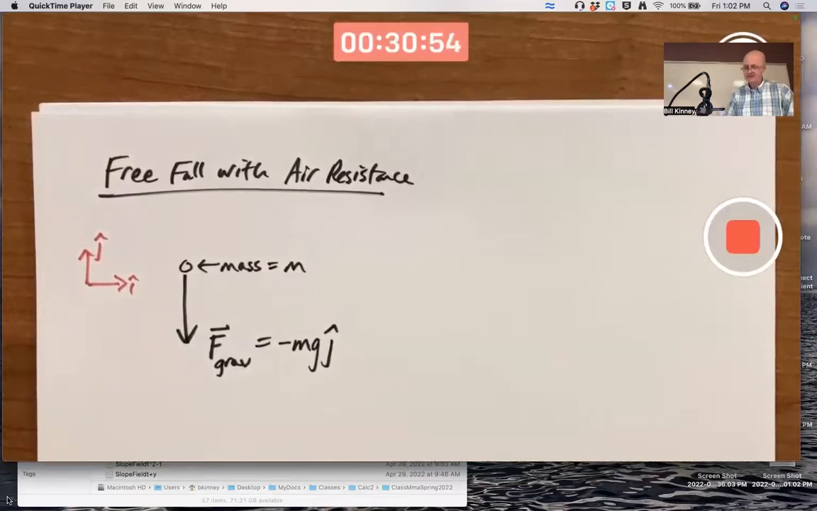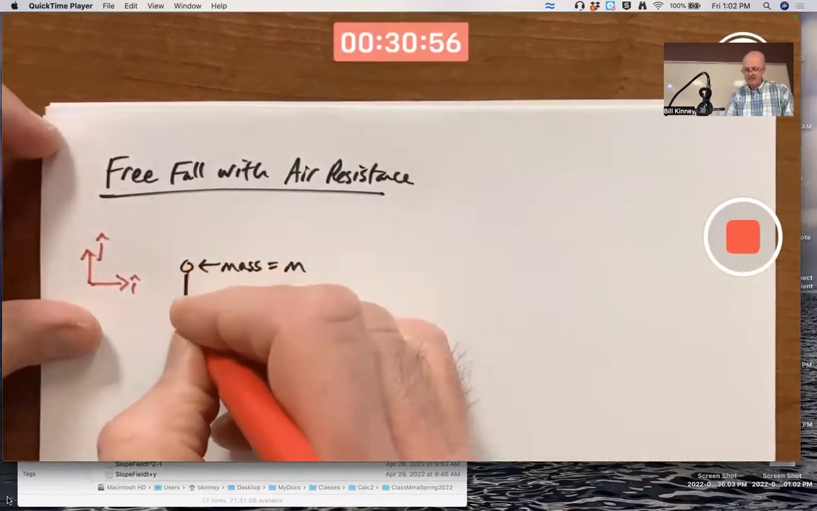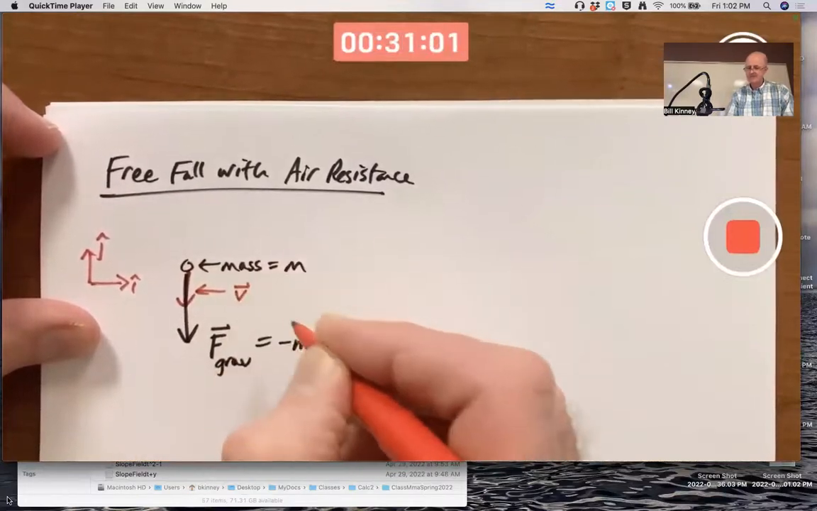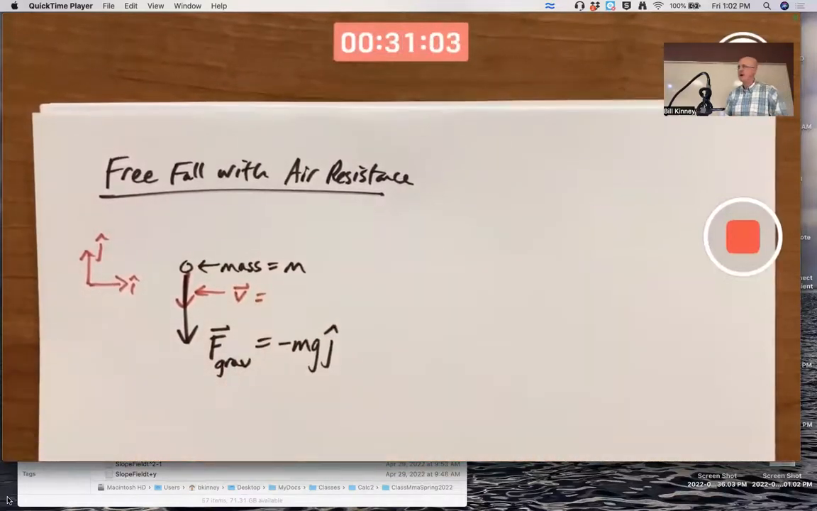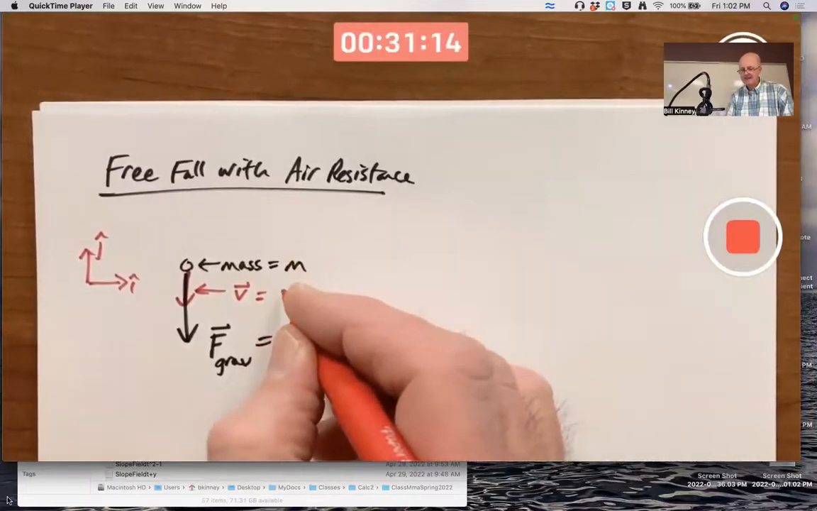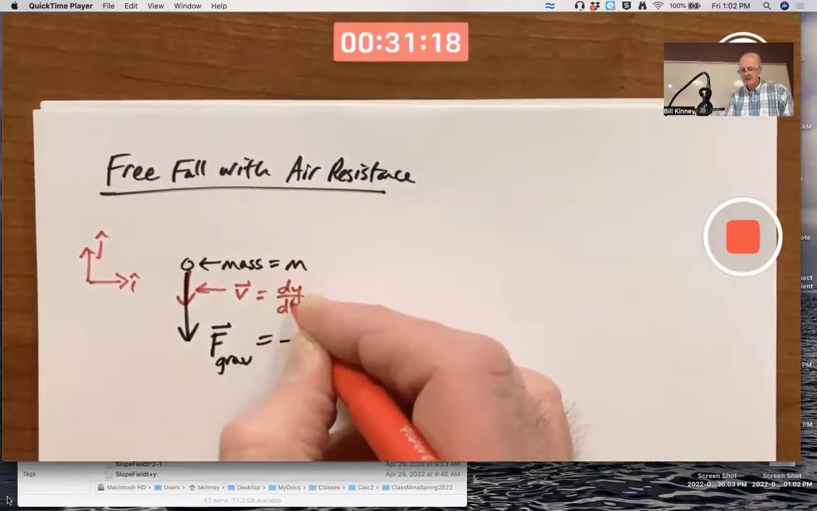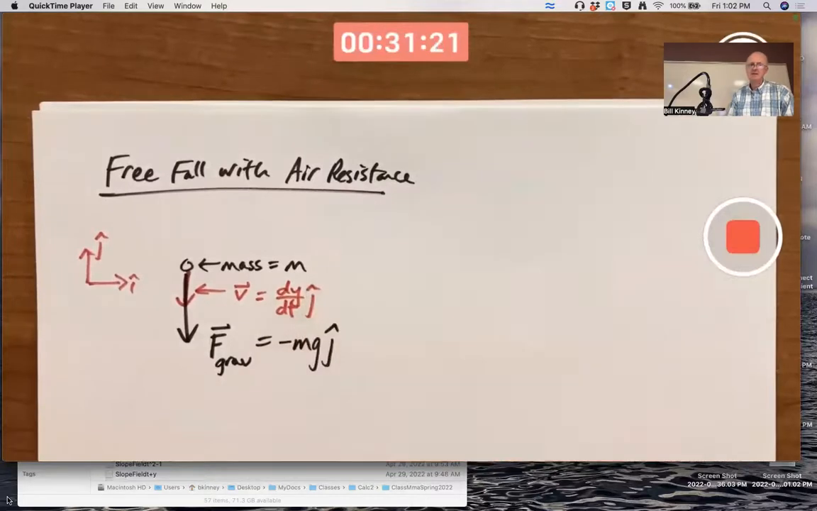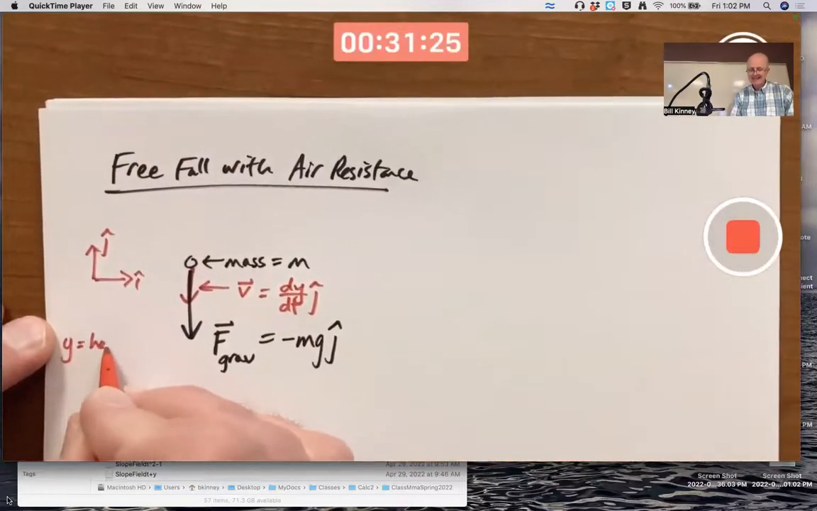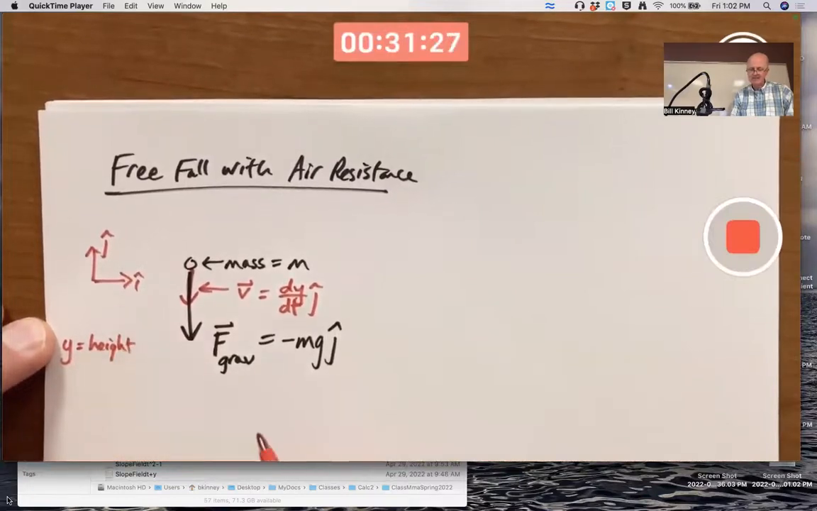Let's pretend the velocity vector is pointing downward at this moment in time. This red arrow, let's pretend that's the velocity vector. V with a little vector symbol above it. There's a couple different ways this velocity vector could be represented. One way to represent it is as the derivative of the height with respect to time times J hat, where Y is the height as a scalar quantity.